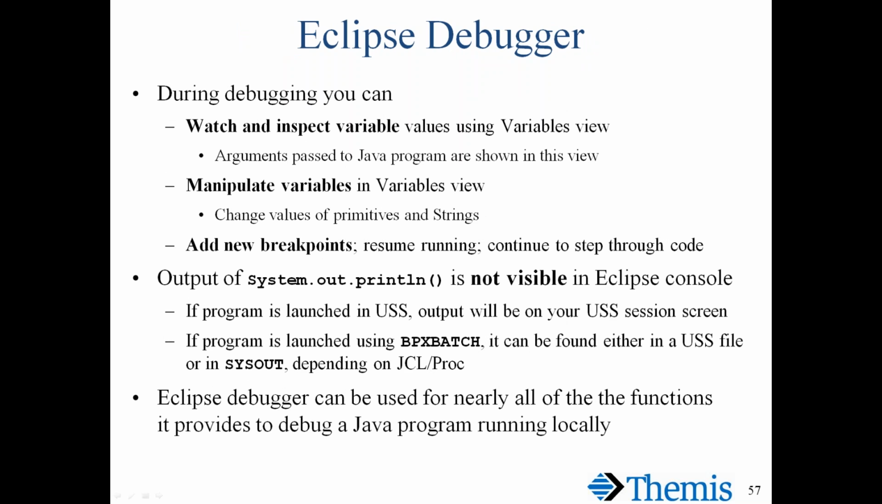Those capabilities on slide 57: be able to watch and inspect variables, even change them, add breakpoints. Any System.out.println, the equivalent of a COBOL display statement, will not appear in the Eclipse console since it's not running on the workstation. You would need to see those on the mainframe side, or wait till it's done and then they'll be potentially downloaded to your Eclipse workstation.